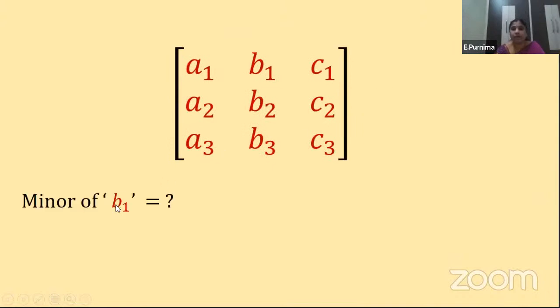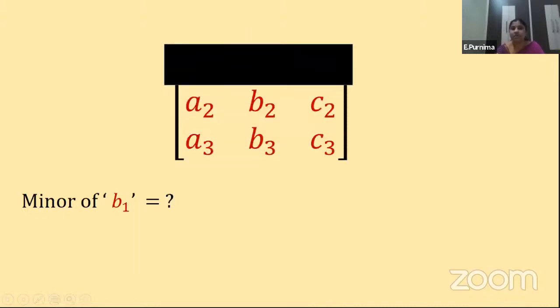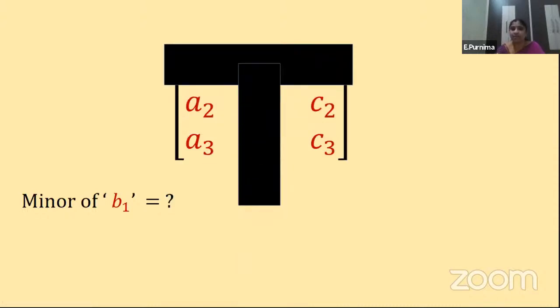So let us take the same example with another element. So now here I'm trying to find out the minor of B1. So in which row is B1 present here? In the first row. In which column is it present? In the second column, isn't it? So let us eliminate, let us cover those two. So now here the first row is covered. Next the second column is covered, because B1 is present in the first row and second column.